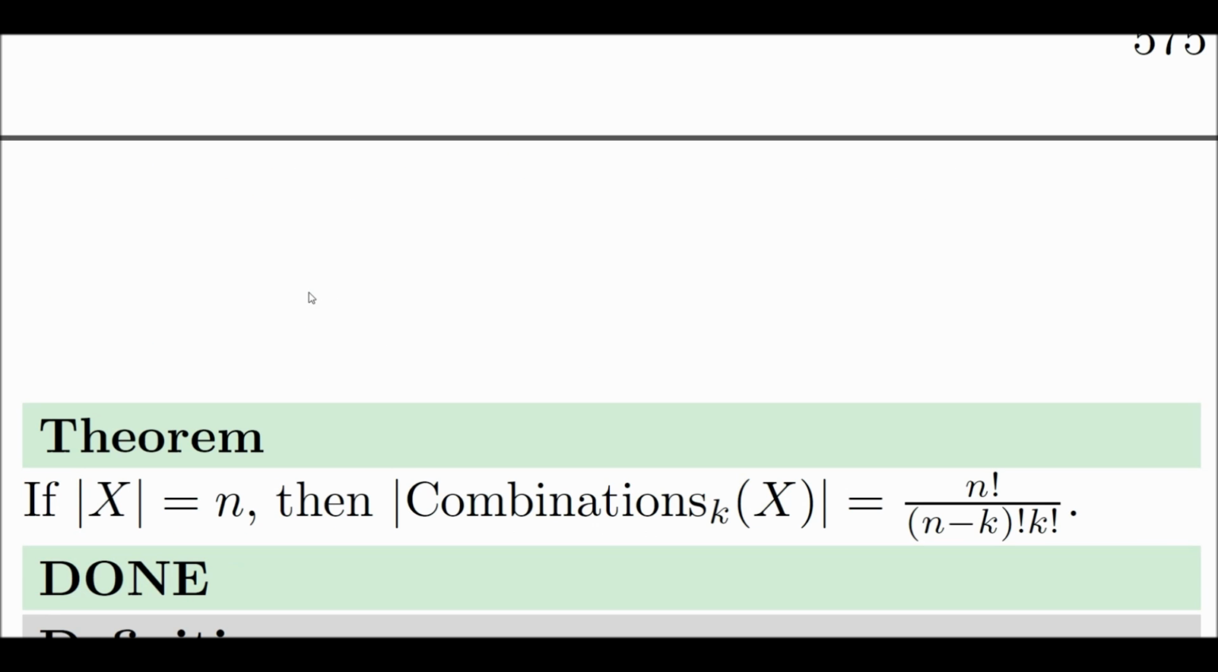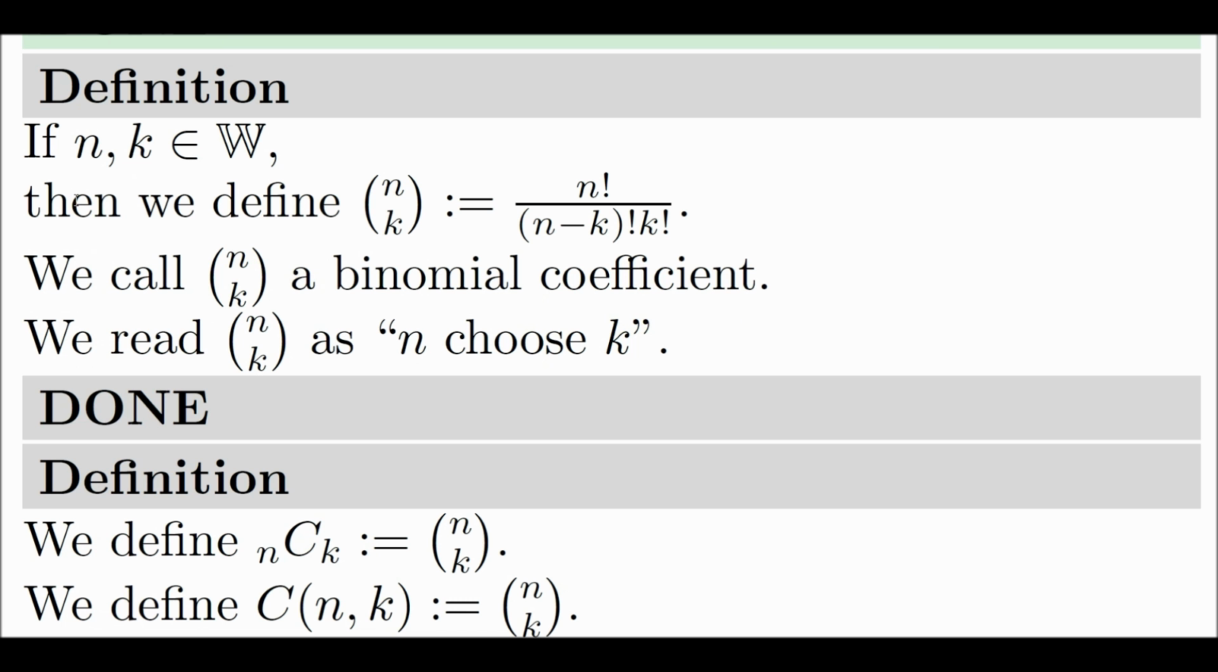So here's the basic fact we'll use to count combinations. If the number of objects in X is n, then the number of combinations of X of size K is given by this formula. You take n factorial over n minus k factorial times k factorial. This fraction shows up so often that there's a special notation for it. So here's that notation. We'll define n choose k to be this fraction. Some people call this a binomial coefficient, and we'll read it as n choose k.